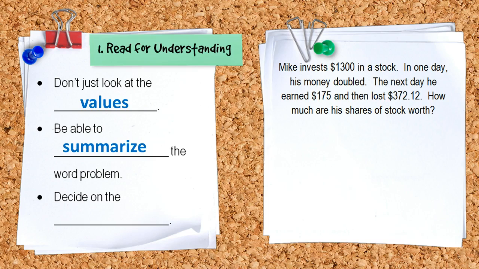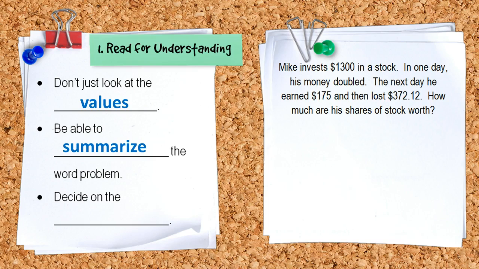So I should be able to tell this story. Mike had some money that he bought some stocks with. That money doubled. The next day, he earned some money. Then he lost some money. So I hear an amount of money that's being doubled. So that sounds like it's times 2. Then he earned some money. So I'm going to add a value.